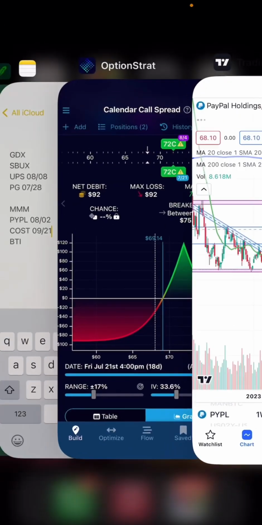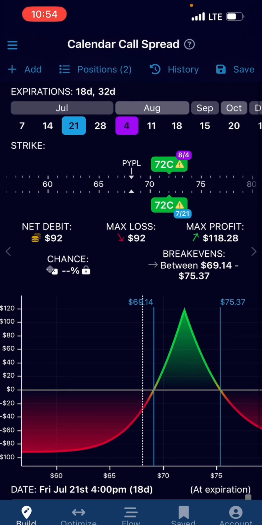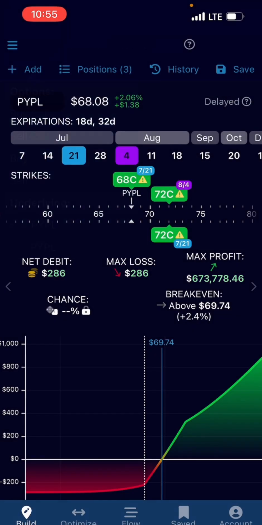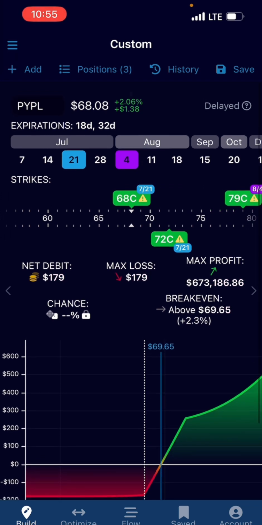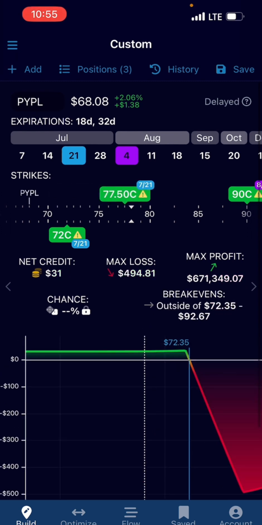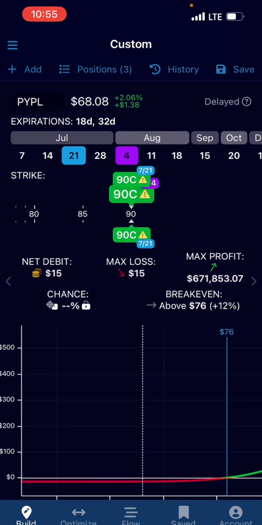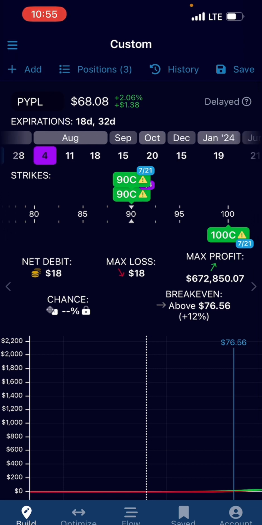And then let's look at this in the OptionStrat app. So let's get rid of, well, actually we need to add another long call. Slide all the way over here. Oh, there we go.